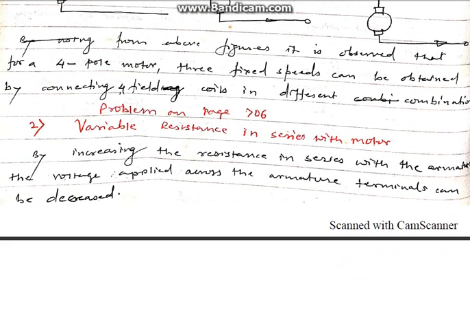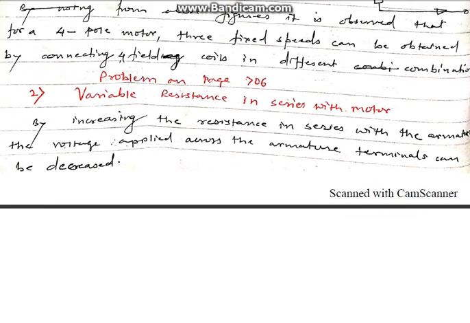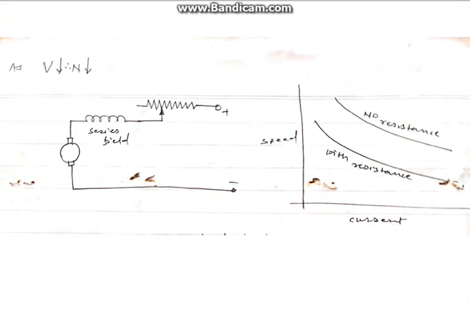Second method of controlling the speed of DC series motor is a variable resistance in series with the motor. In this case, a variable resistor is connected in series with the motor, that changes the field current as well as armature current. As the current flowing to the series motor changes, the field changes, and that is shown with the help of this graph. As current increases, the speed decreases.